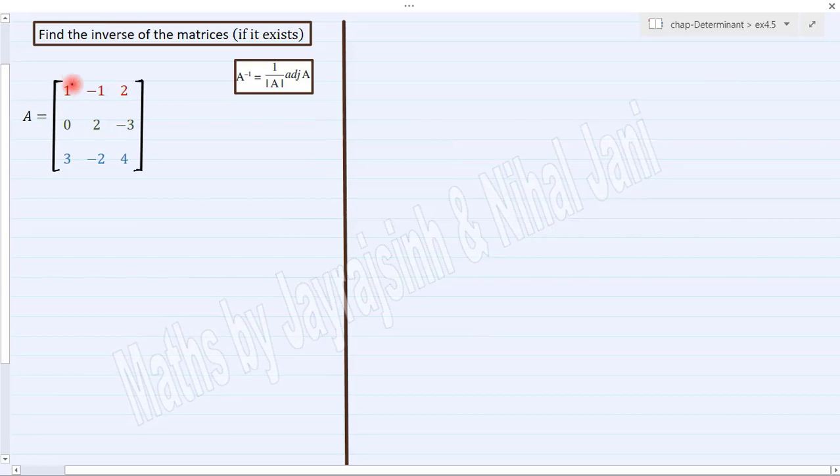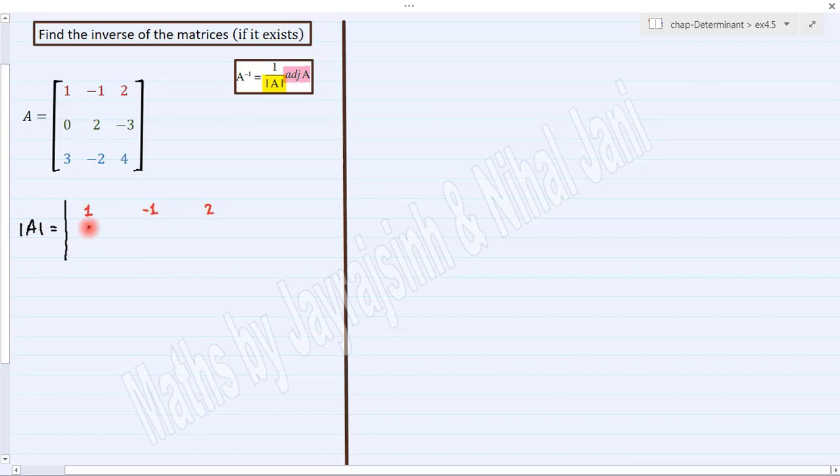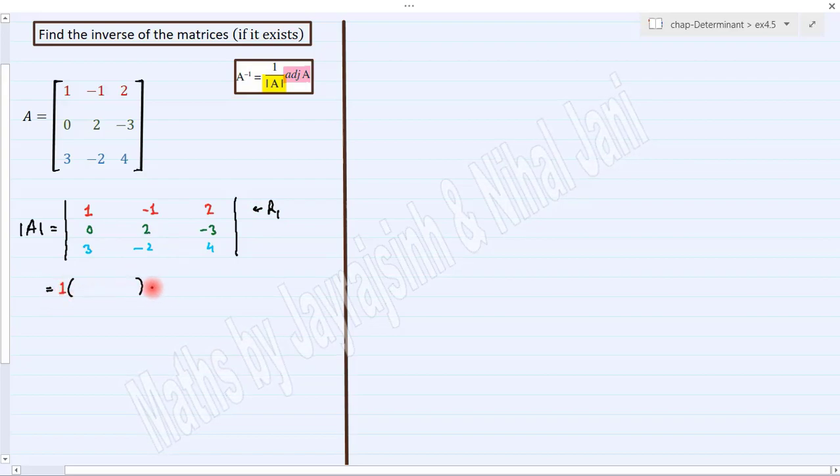In this question, we have to find inverse of matrix if it exists, and for that we need determinant of A and adjoint of A. So first of all, let's find out determinant of A. So let's expand with respect to first row. So we have to write down its elements with their proper sign for cofactors. And now let's get their minors.